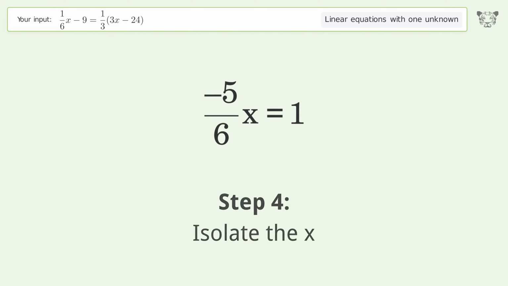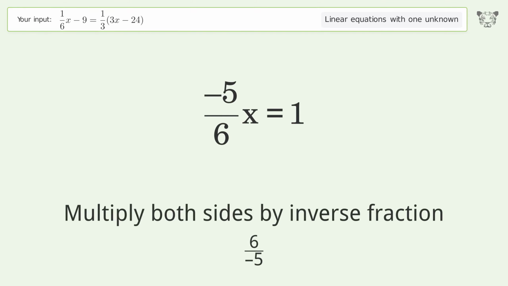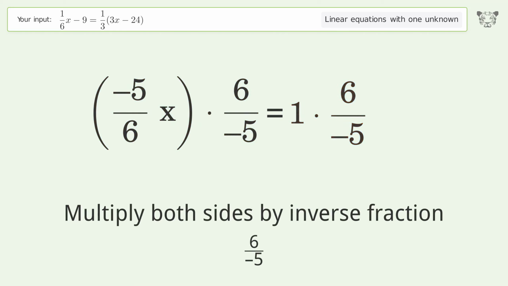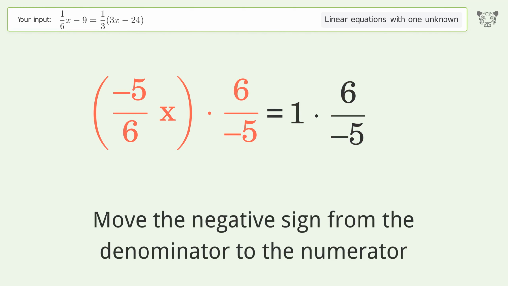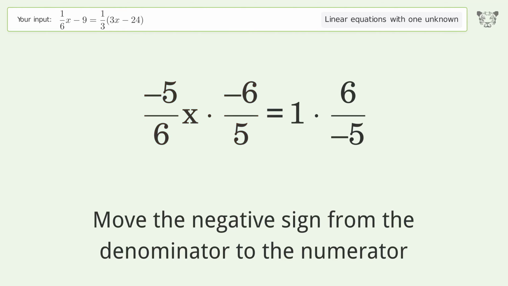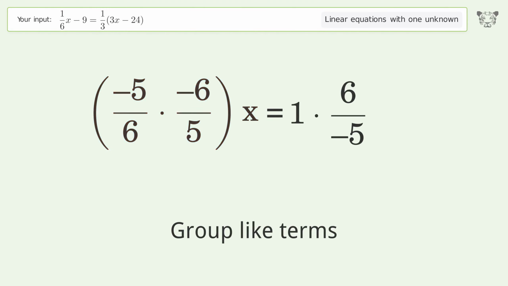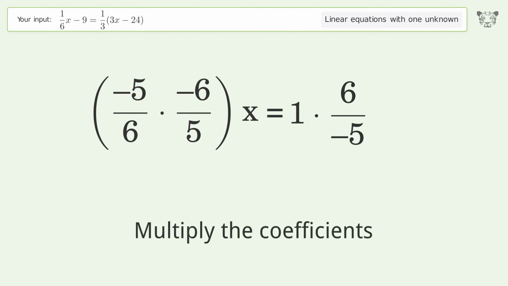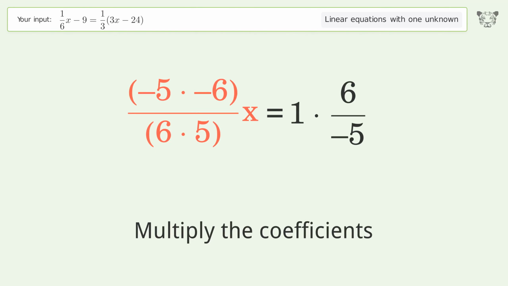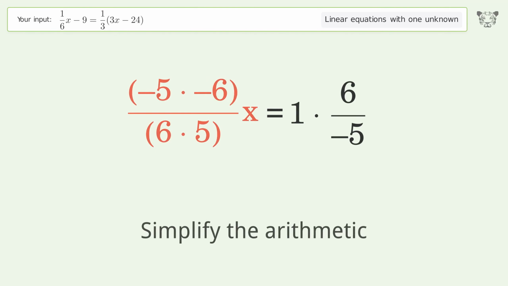Isolate the x. Multiply both sides by inverse fraction 6/5. Move the negative sign from the denominator to the numerator. Group like terms. Multiply the coefficients. Simplify the arithmetic.